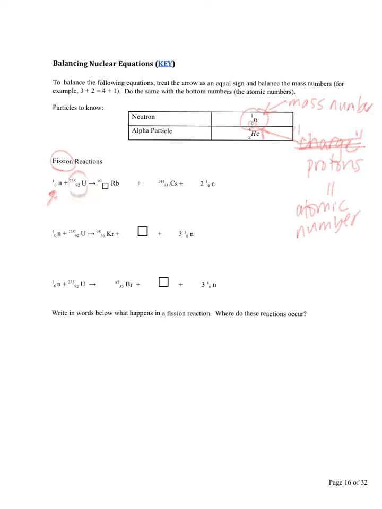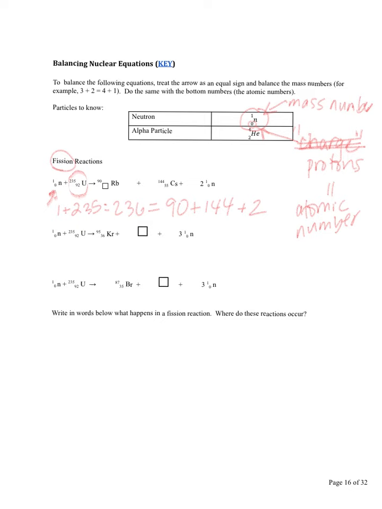So to balance this nuclear reaction, I look at all the top numbers. The top number here, I have 1 plus 235 is 236, okay? That's going to equal all the top numbers here. So I have 90 plus 144 plus 2, because that's a big 2 in front, times 1 is 2. And if you add up all those numbers, you're going to get 236.